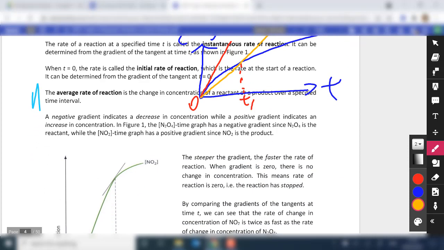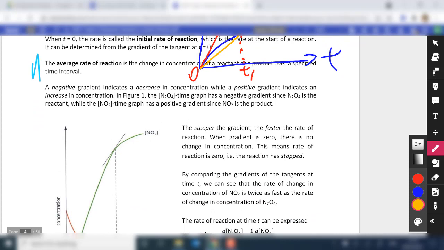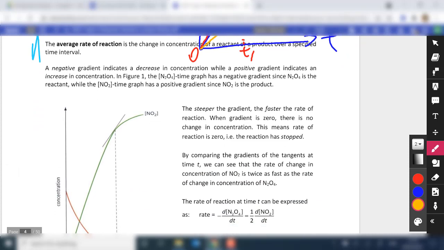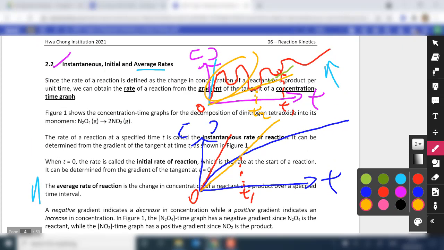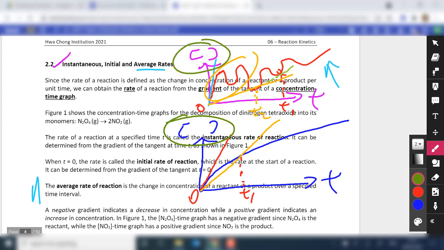I think this needs no introduction. A negative gradient indicates a decrease in concentration, positive an increase. You have to check your axis carefully. Although I'm giving some generic terms here, you need to check: is this the concentration of the reactant or the product? So it's important for you to double check before you move on.